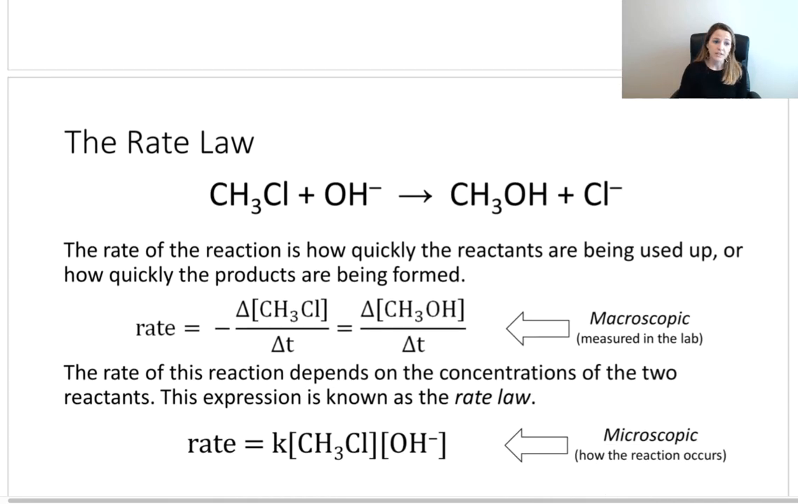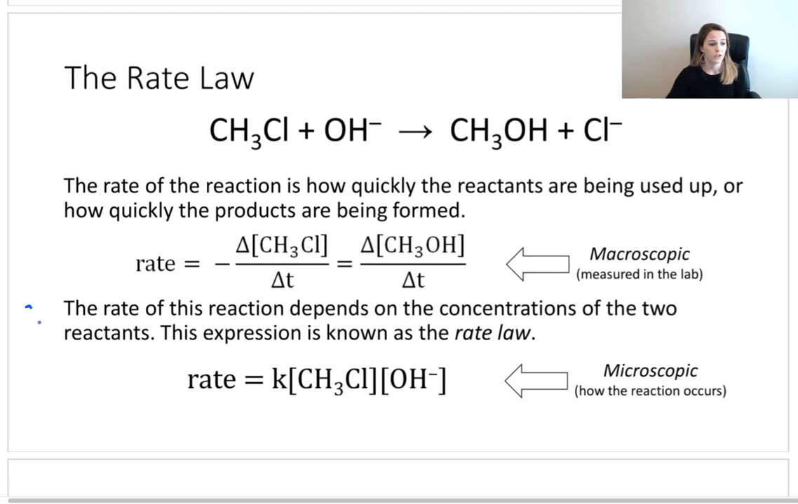Now, what we're going to do in this episode is take it one step further. So just look at the bottom part of the slide down here. And so the rate of this reaction actually depends on the concentrations of two reactants. In this example, two reactants, because we have two. So then this expression is known as the rate law. And that's the whole point of what we're doing today, is figuring out what these rate laws are.